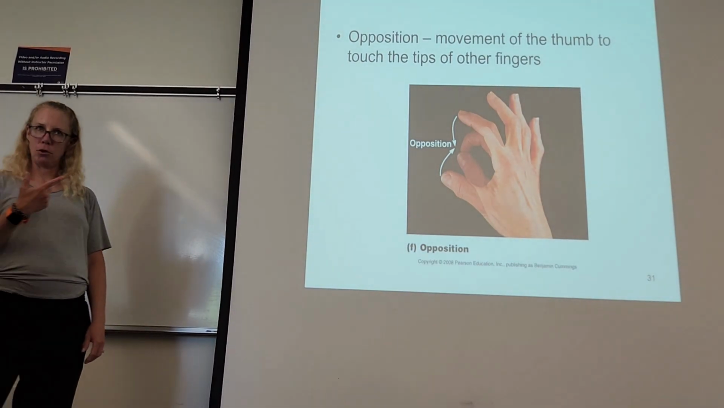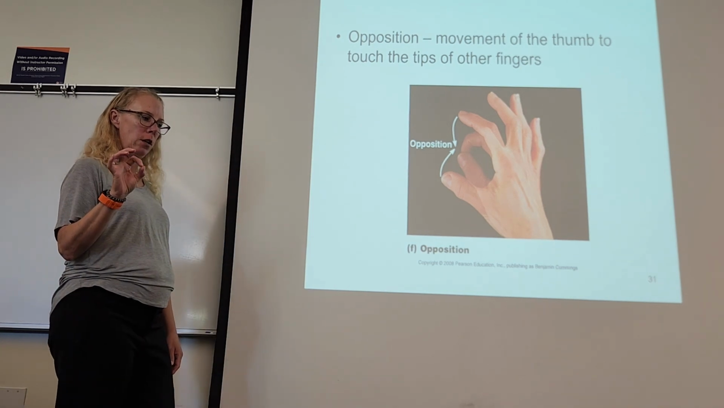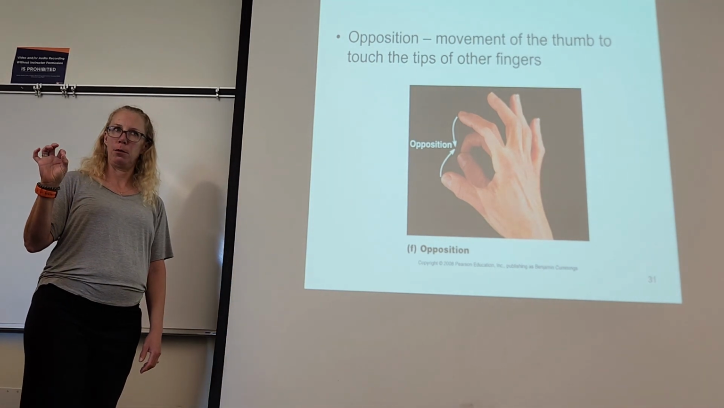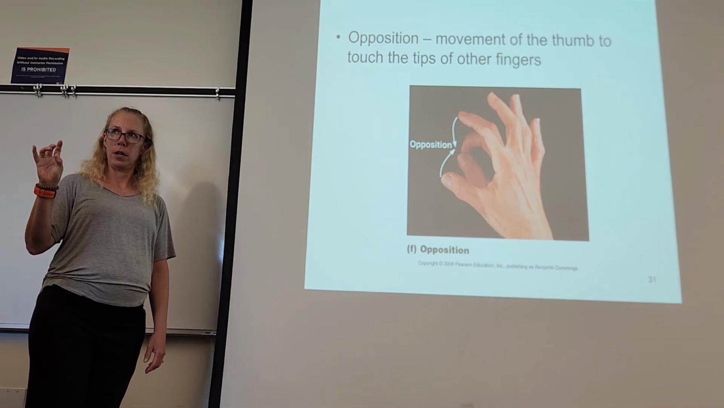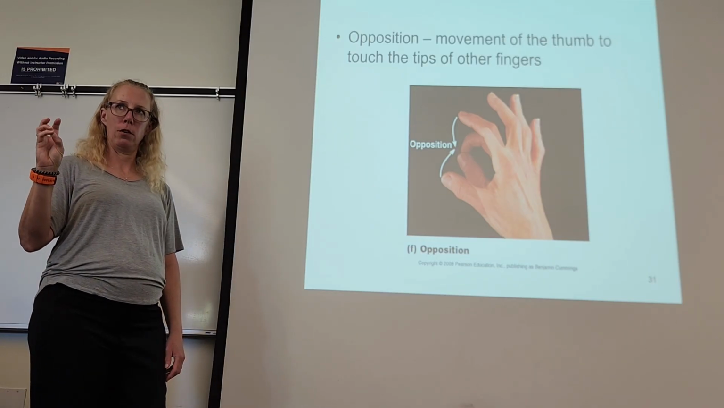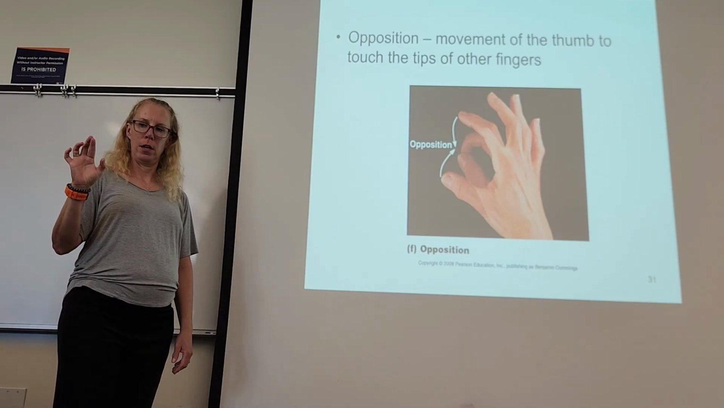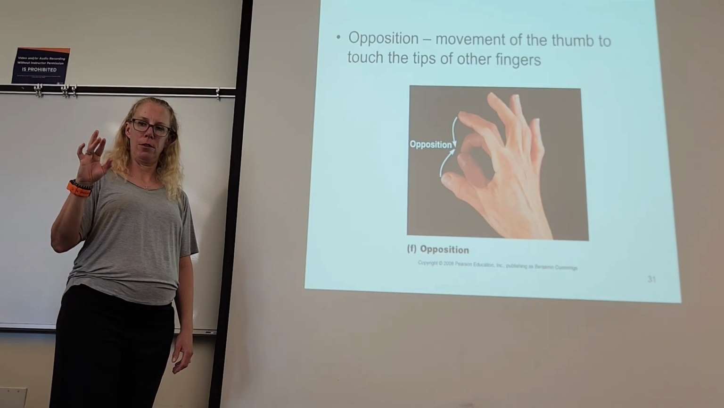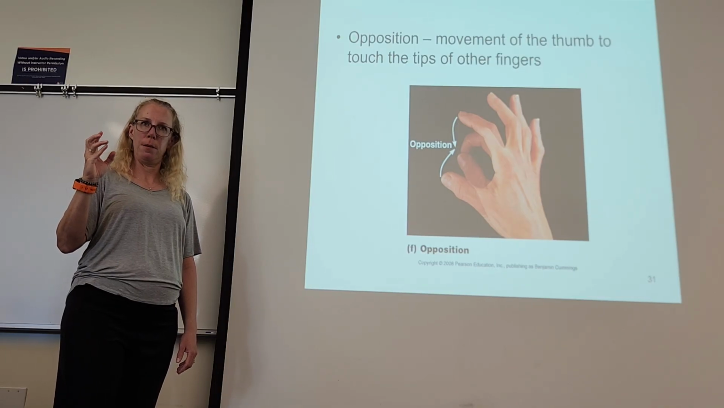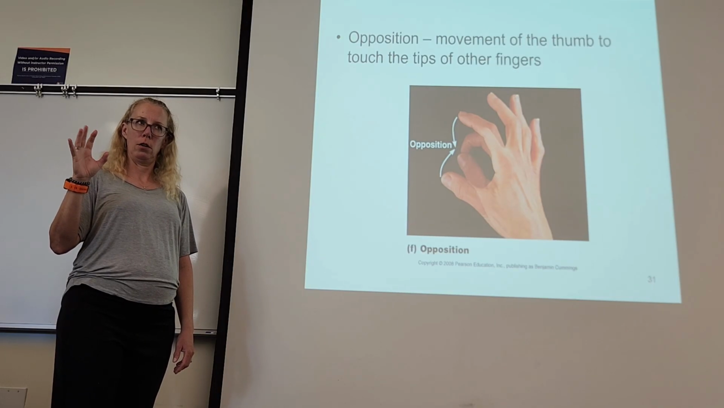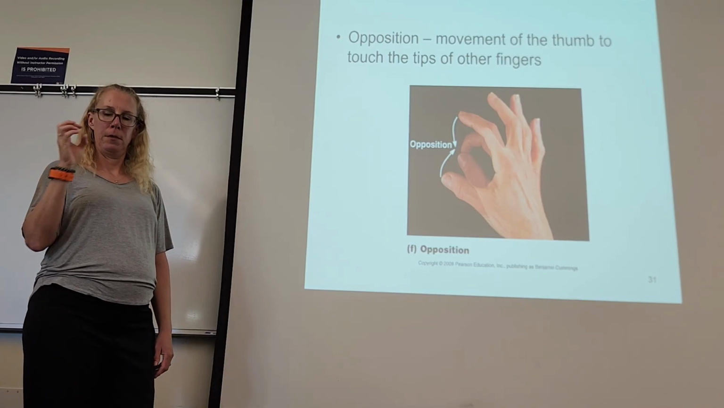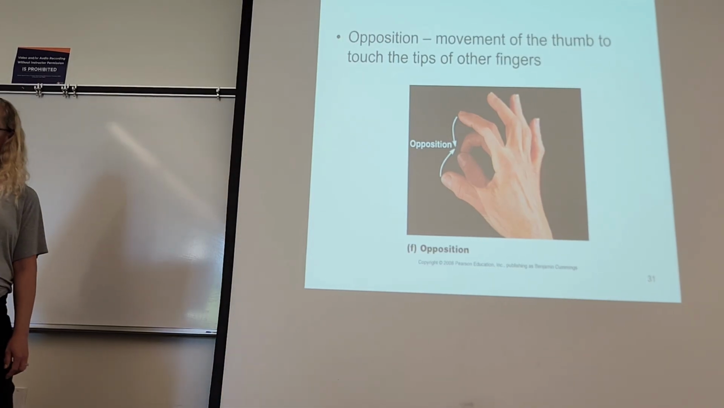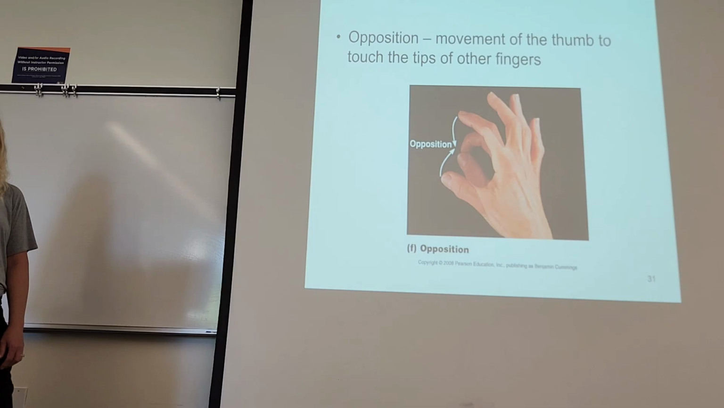Opposition. Again, that special action that your first carpometacarpal joint provides, so that you can touch the tips of your fingers with your thumb. You can't really do that with your other fingers. You can touch the back side of your other fingers, but you can't go tip to tip. You can only do that with your thumb. It's that saddle joint.